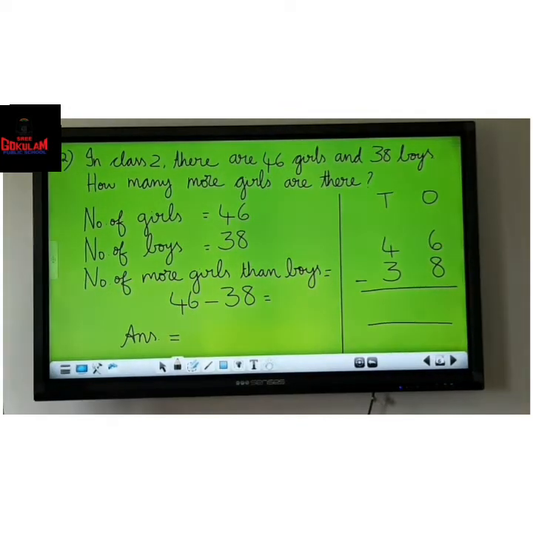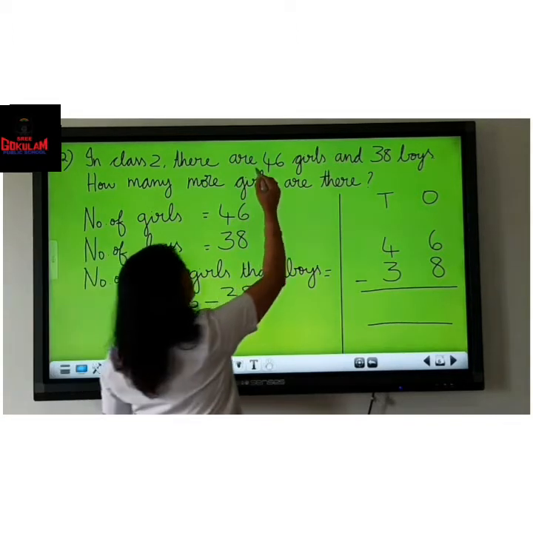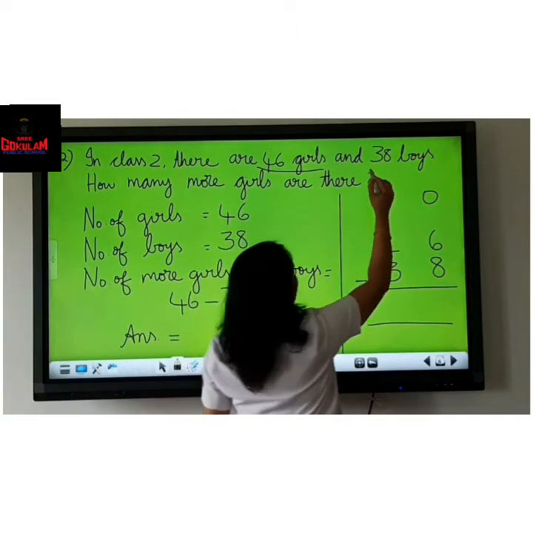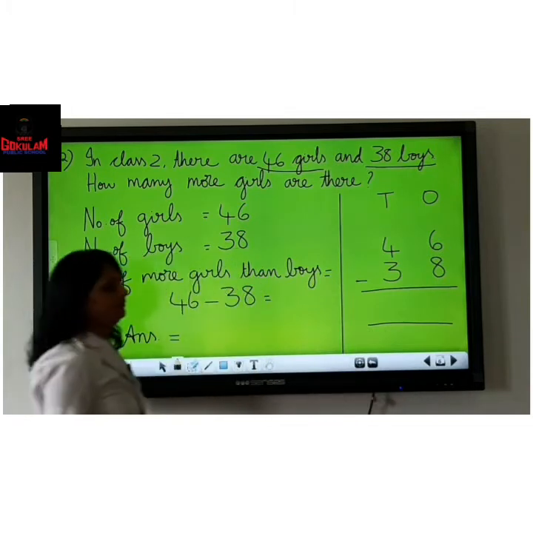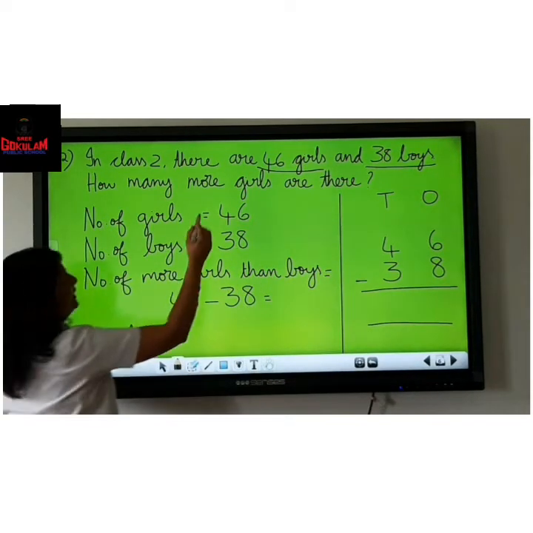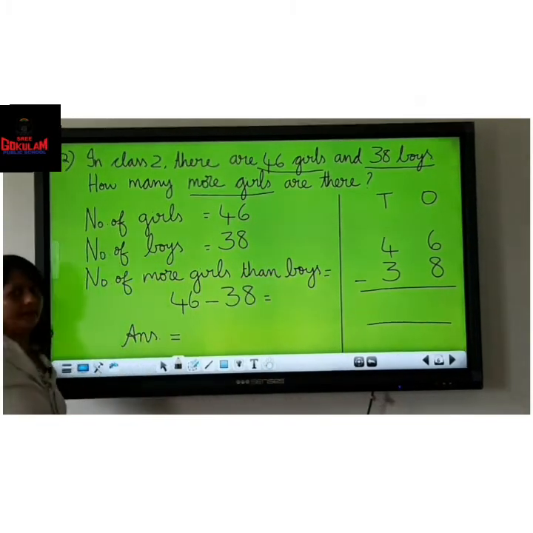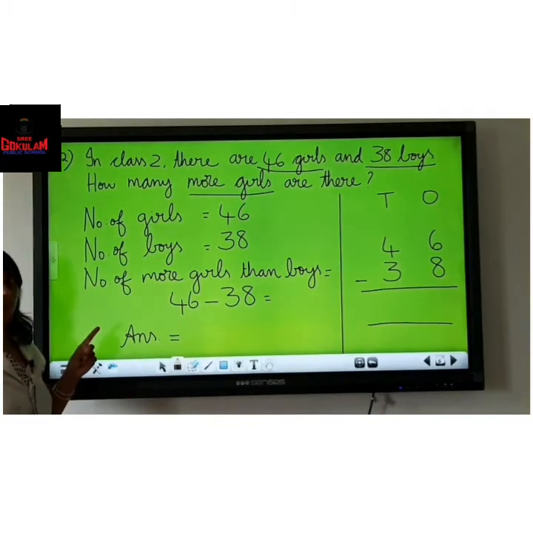Next question. In class 2, there are 46 girls and 38 boys. How many more girls are there? Girls are more. 46 girls are there. And boys, 38. In class 2, there are 46 girls and 38 boys. How many more girls are there? That is the question. What are the things given in the question?